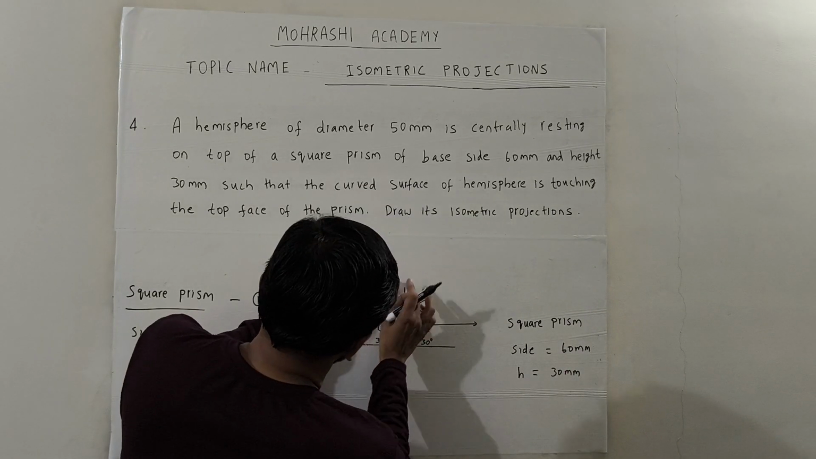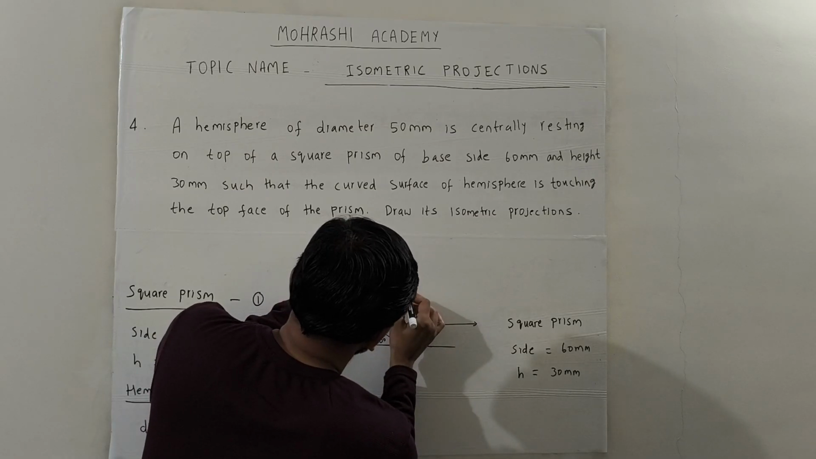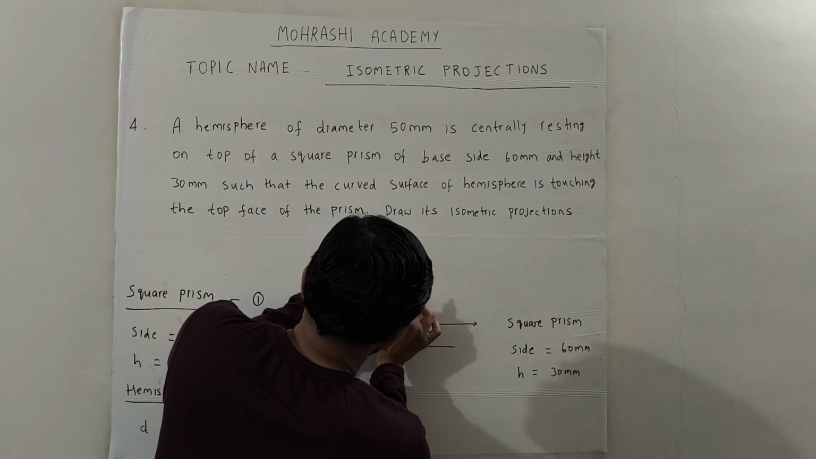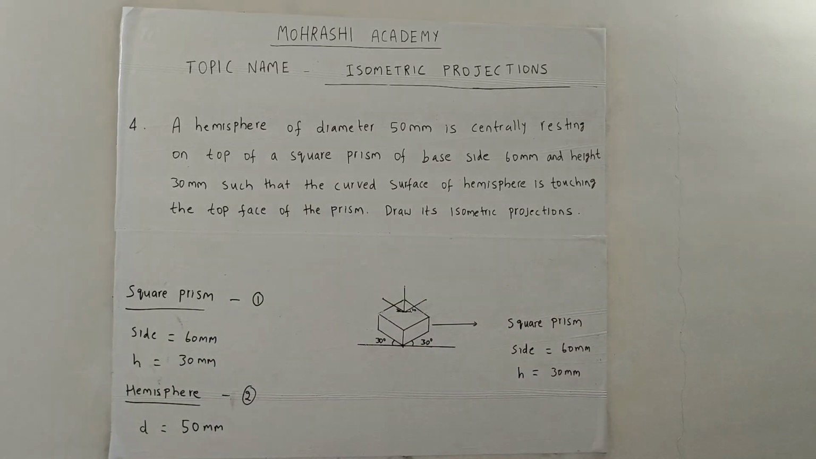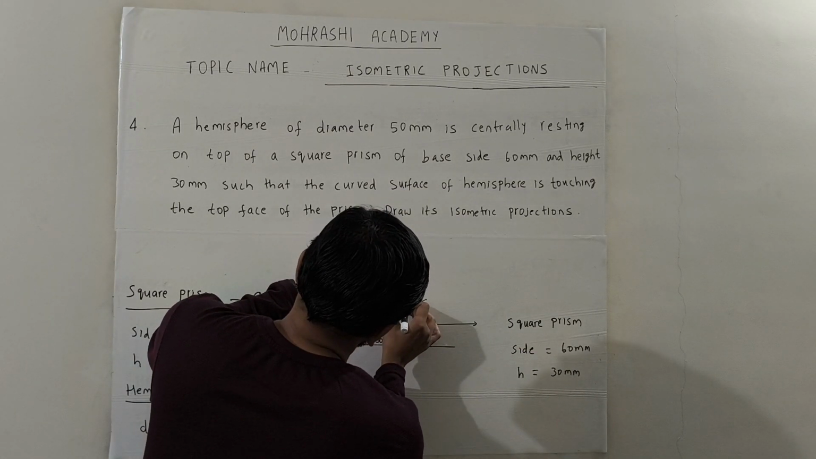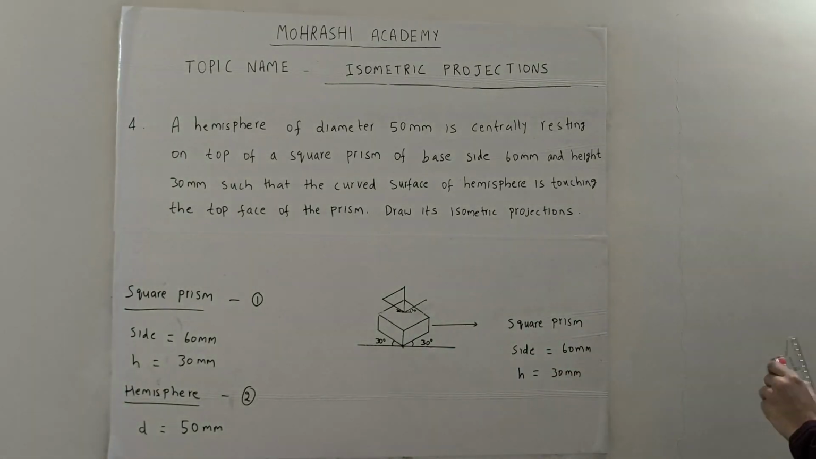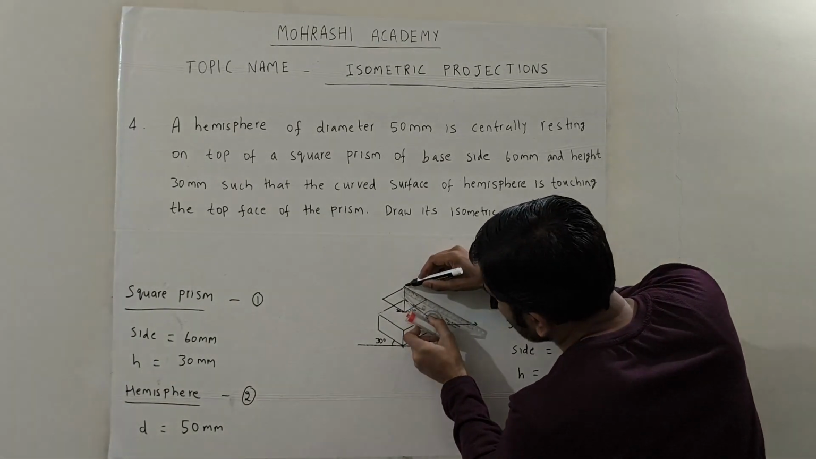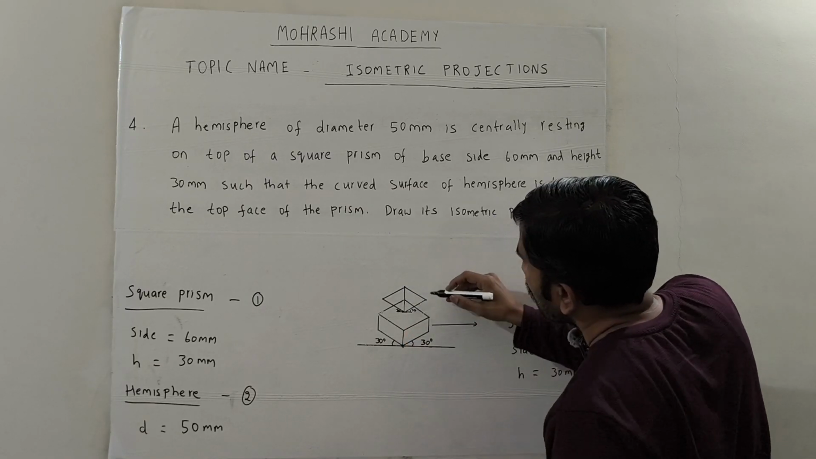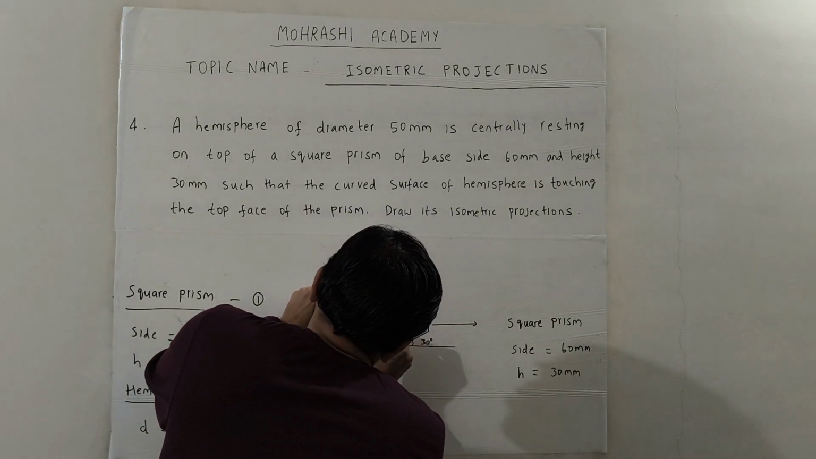Again I have to keep the protractor here. Again I have to measure 30 degree here. See, I have to connect this to this one, this to this one. Again, I have to connect this to this one. See, afterwards, what will happen?